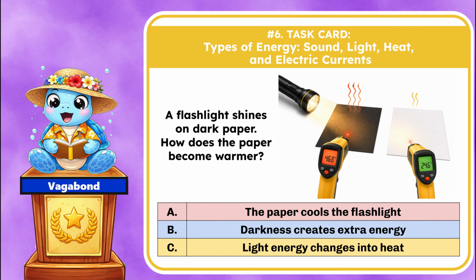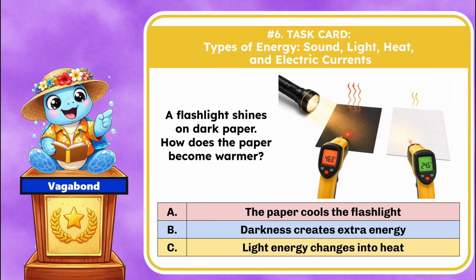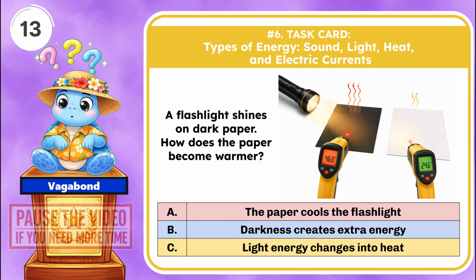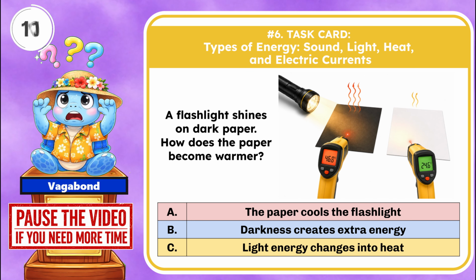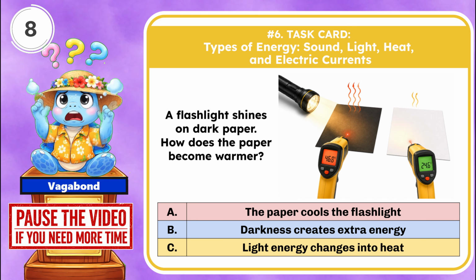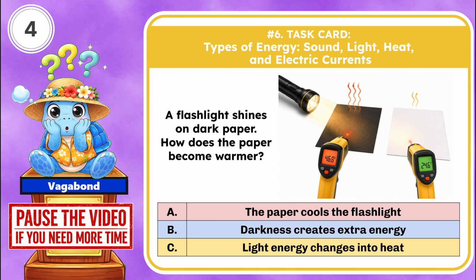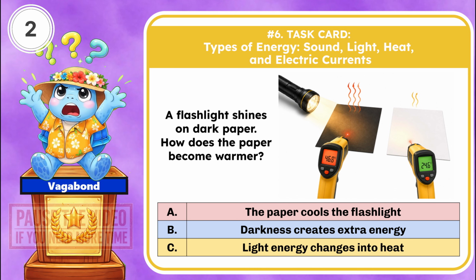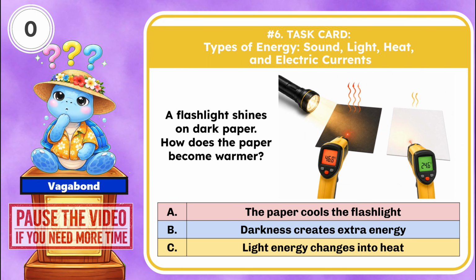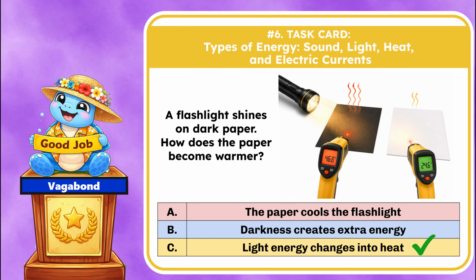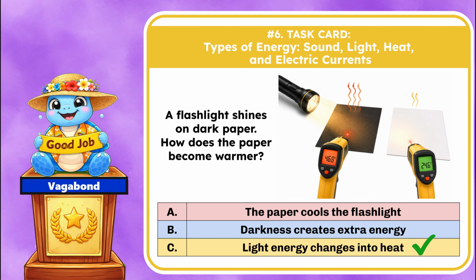A flashlight shines on dark paper. How does the paper become warmer? And the correct answer is letter C. Light energy changes into heat.